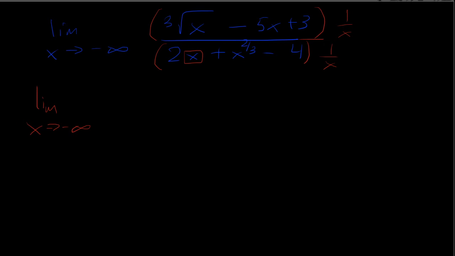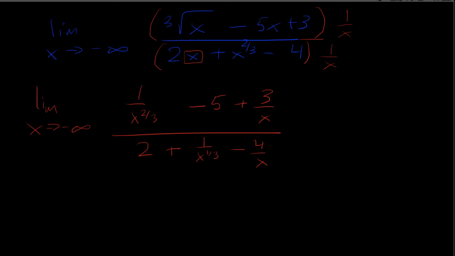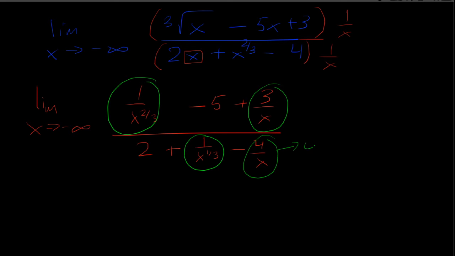So I have the limit as x approaches negative infinity. Now I'm going to distribute the 1 over x to the top, and I'm going to get 1 over x to the 2/3 minus 5 plus 3 over x, over 2 plus 1 over x to the 1/3 minus 4 over x. We know that 1 over x to the 2/3, 3 over x, 1 over x to the 1/3, 4 over x will all approach 0. And all that's left is negative 5/2. So my limit is negative 5/2.